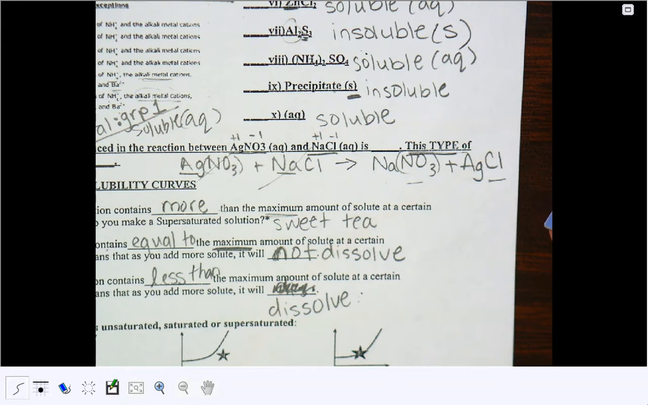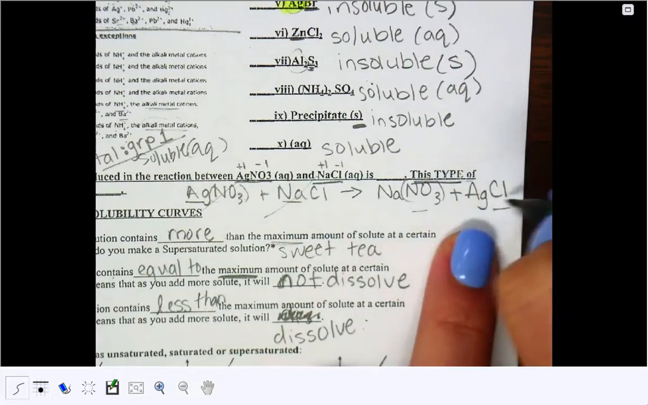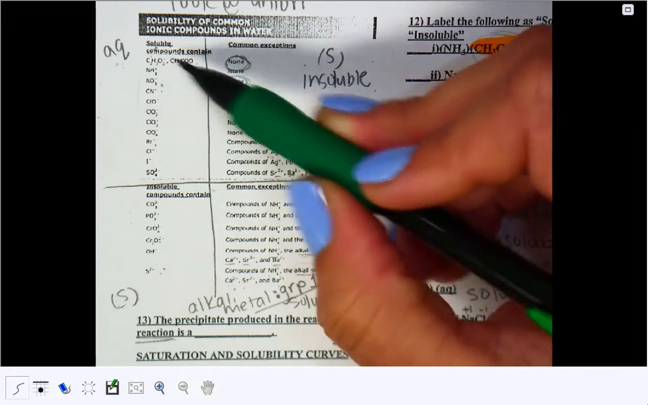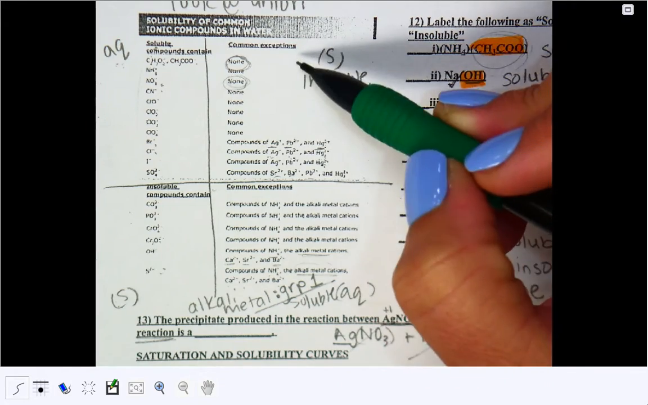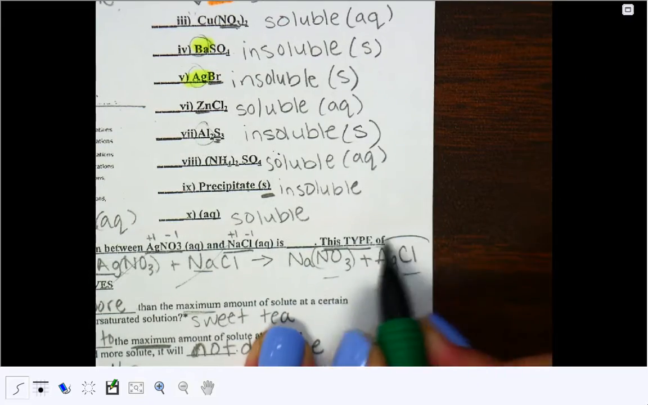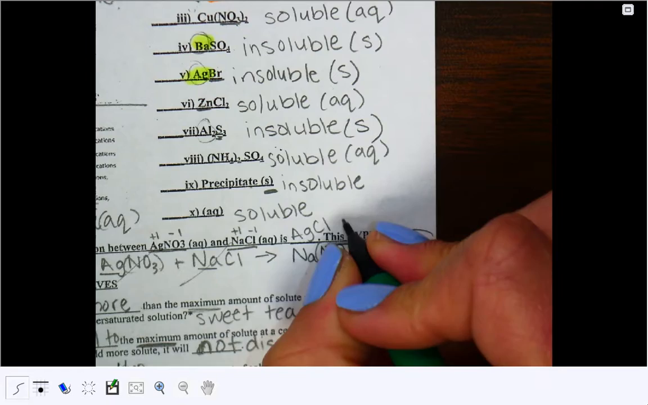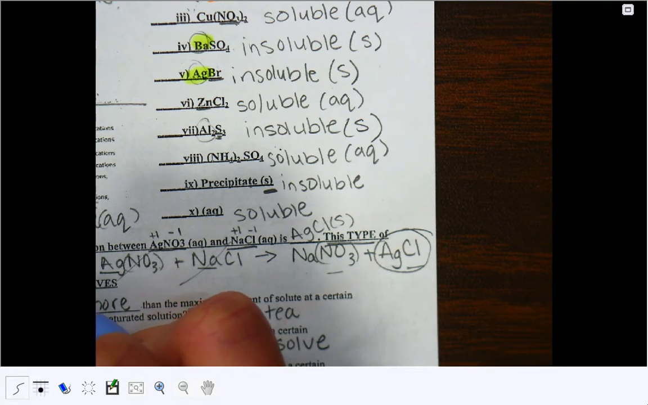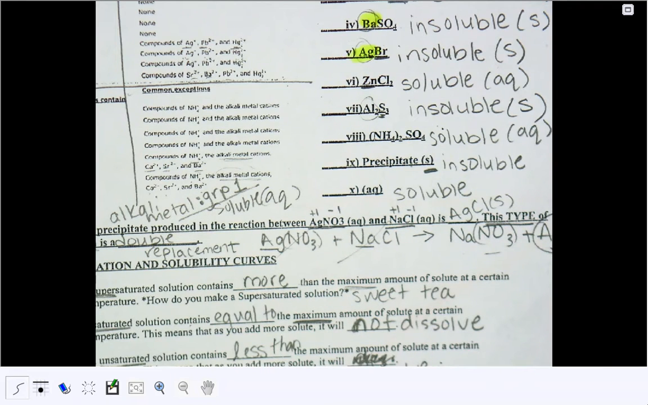Any ideas? It is silver chloride, yep. Because nitrates are on our list as having no exceptions, and they are always soluble. Chlorides have the exception that if it's with silver, lead, or mercury, it turns into being insoluble. So AgCl is the precipitate, okay? And it is a double replacement reaction. That's how we form any precipitate. So, sorry, it has to be a double replacement reaction.